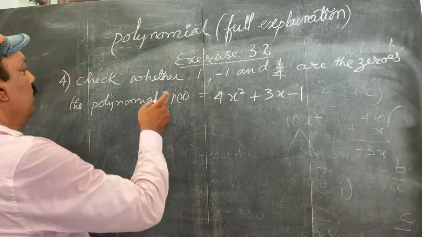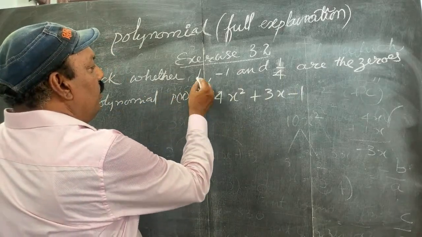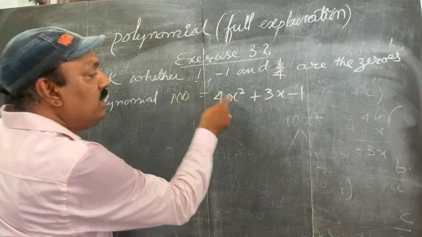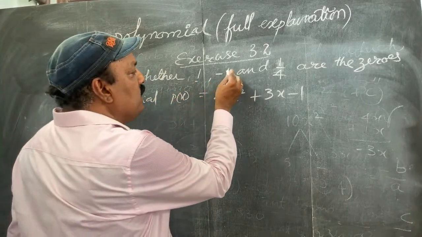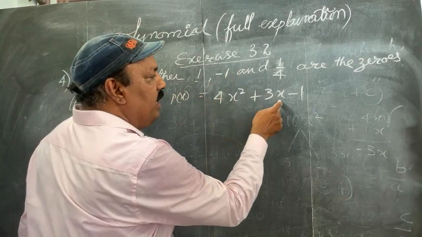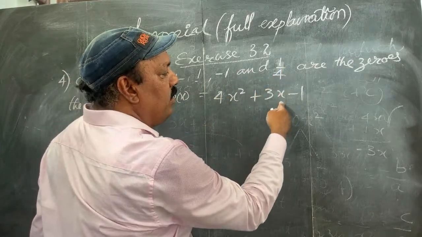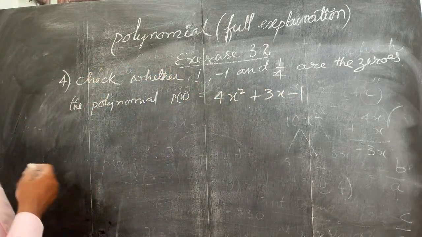In this he has given 3 numbers as possible zeros. He is asking to check whether 1 is a zero of this polynomial or not. He is asking to check whether minus 1 is a zero of the polynomial or not, and he is asking to check whether 1 by 4 is a zero or not. 3 numbers are given. We have to check now whether all the 3 numbers are zeros or not.